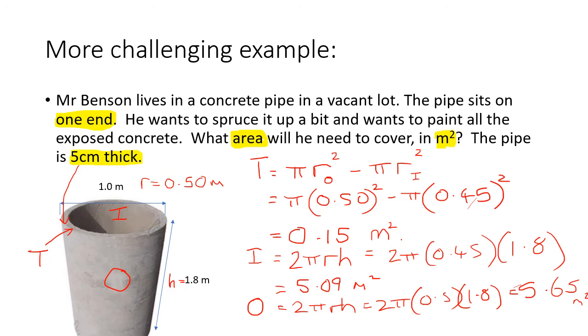And then all we've got to do to figure out our total surface area is to sum those values up, and we will have our answer. So that would be 5.65 plus 5.09 plus 0.15, and we would have a total surface area of 10.89 meters squared for Mr. Benson's concrete pipe.